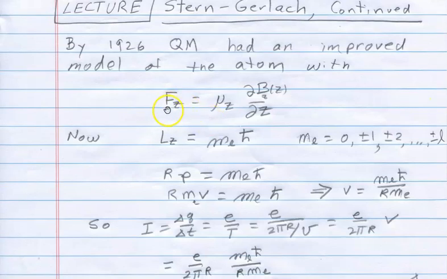Remember, we had this force that was produced on a magnetic dipole, the z component, mu z, force in the z direction. That's really the relevant one. The thing that's new in Schrodinger wave mechanics is that we have the z component of the angular momentum quantized in units of m sub l times h bar, where m sub l is the magnetic quantum number that goes from 0, plus or minus 1, up to plus or minus L.